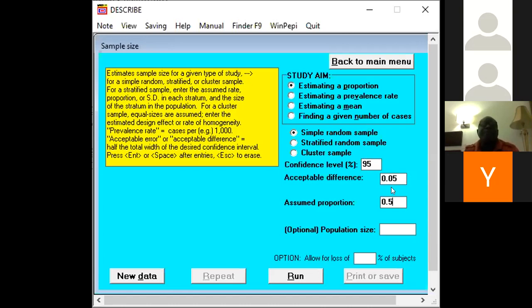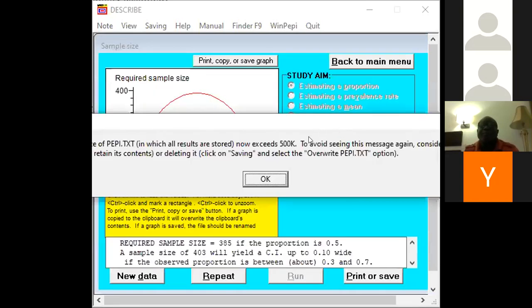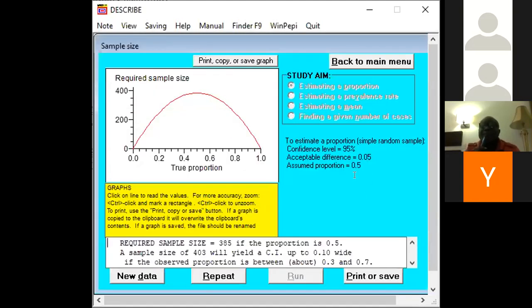This is the level of precision, and this is the proportion. So you click on it, you will see. Can you see? What does it give you?